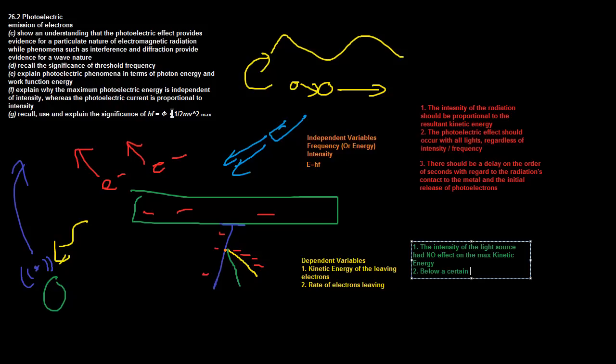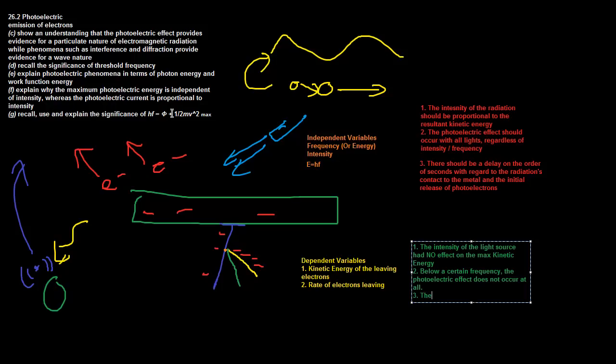Below a certain frequency, the photoelectric effect does not occur at all. So once your frequency is below a certain point, the electrons suddenly stop leaving. And what they found was this is a really sharp cutoff point. You might have a really nice steady flow of electrons. You decrease the frequency by say 10 Hertz, and then all the electron emission gets cut off completely. And that was very bizarre as well.